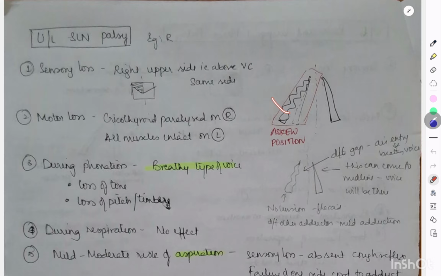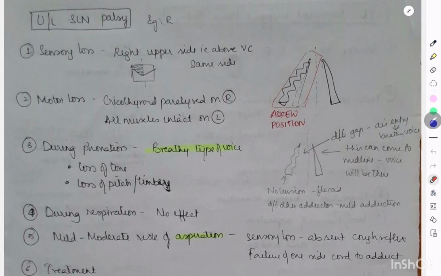So that will pull it laterally, away. Now coming to phonation. Since it is not coming to the midline, there is a problem with phonation. On the opposite side it is coming, but on this side there is more space. So there will be breathy voice in the phonation. Loss of tone and loss of pitch, because there is so much air-filled space, as it cannot come to the midline. This is also known as askew position.